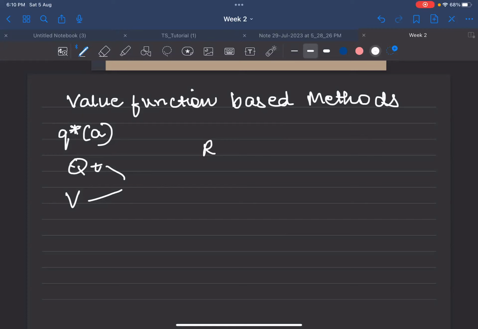R is basically the reward. Then Q_t, you are saying that at one instance we are getting capital Q. Then what is R? What is the difference between Q and R?